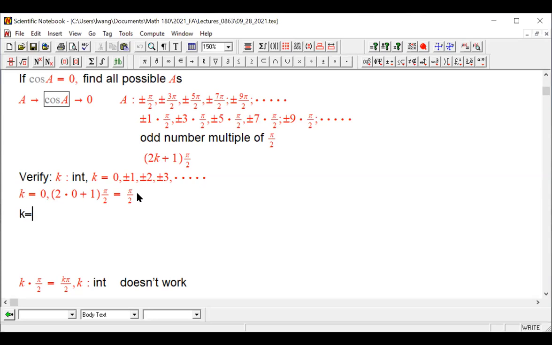So how about k equals 1? What happens to k equals 1? You guys know how to verify, right? So I'm going to give you a couple numbers.